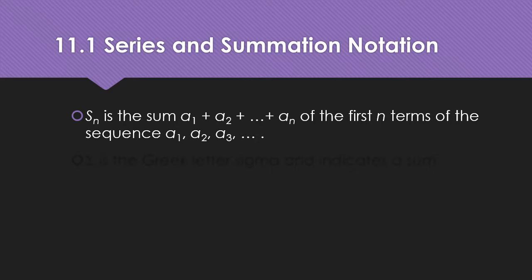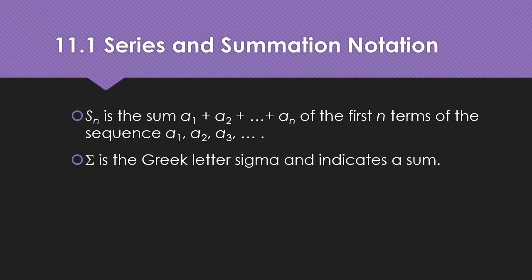S sub n is the sum of the first n terms of a sequence. So when you have a sequence, if you were to add all the terms together, get the sum, that is symbolized by S sub n. We use the Greek letter sigma to indicate a sum.